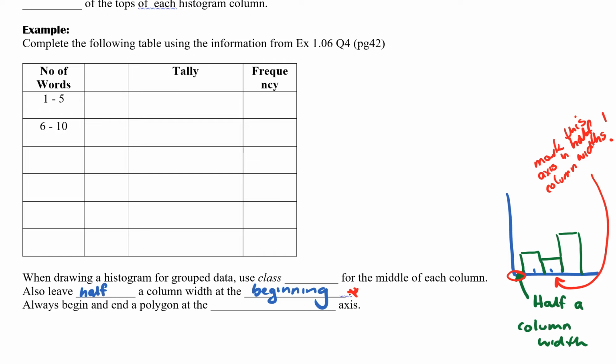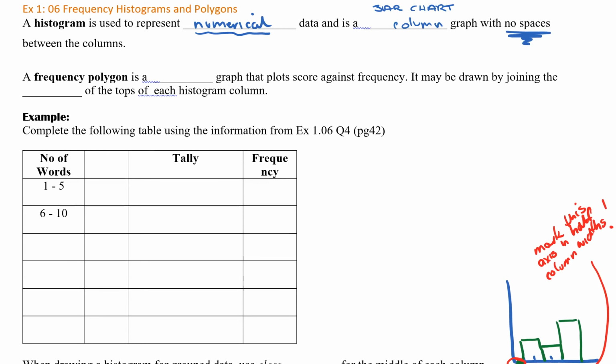A polygon is like a line graph. A frequency polygon is a line graph that plots the score against the frequency, and you construct it by joining the middle of the top of each column. Again, I'm fairly confident that all of you have heard this before. So over here, when I'm constructing my polygon, I'm joining the middle of the tops of the columns.